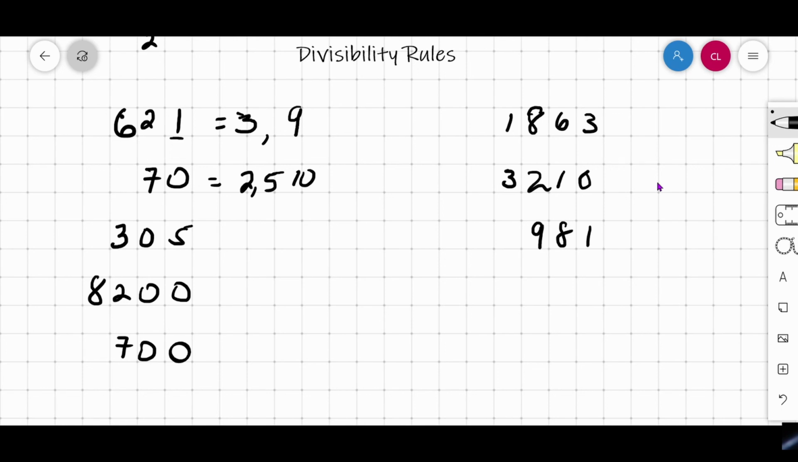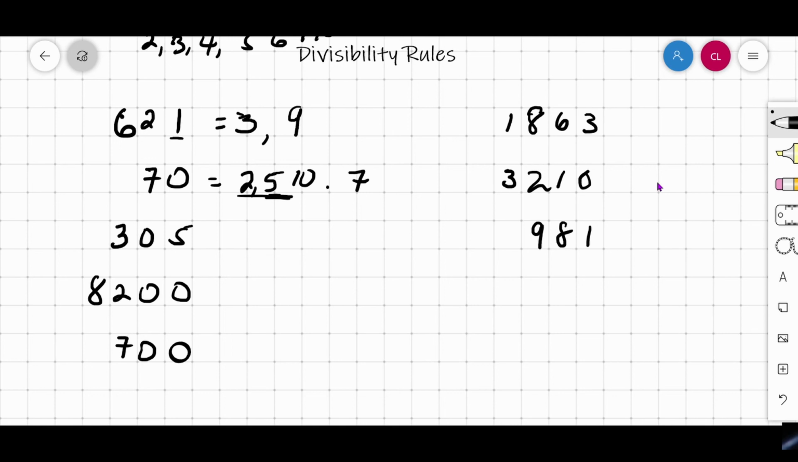They wanted us to say if 2, 3, 4, 5, 6, 9 or 10 can go into these numbers. But you know which other number could go into this as well? 7 could go in there as well.